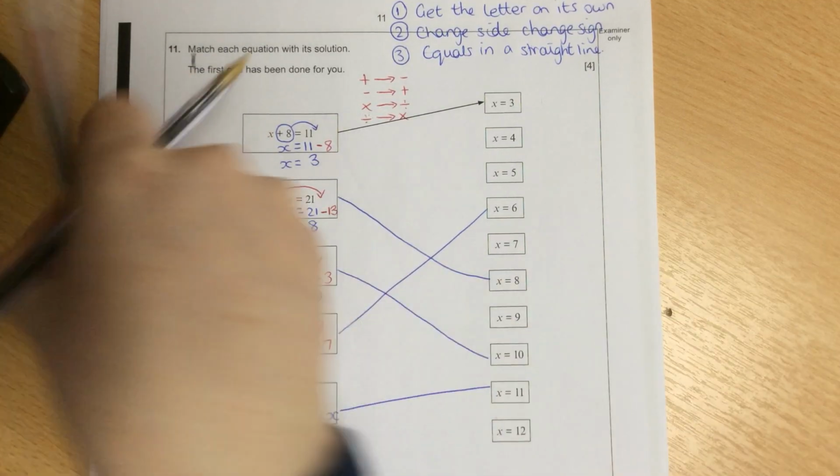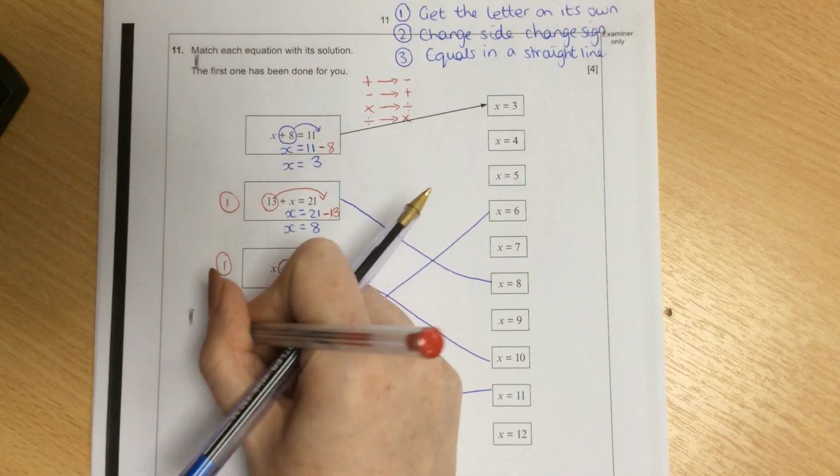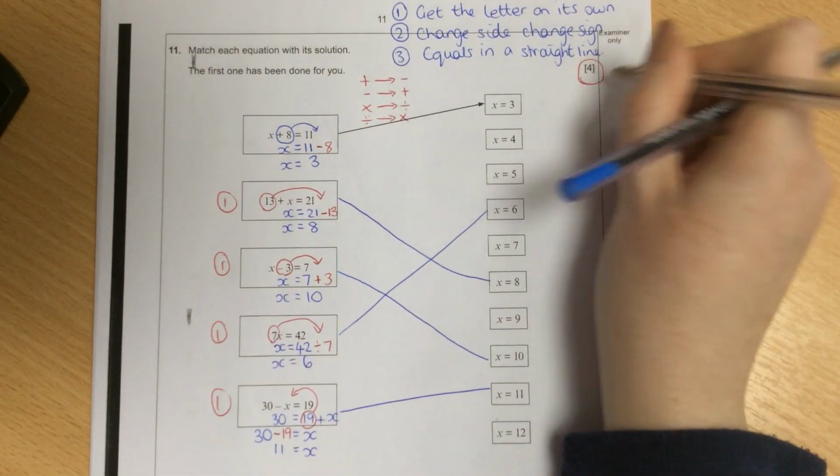So we have 1 mark for each correct answer, giving you 4 marks in total.